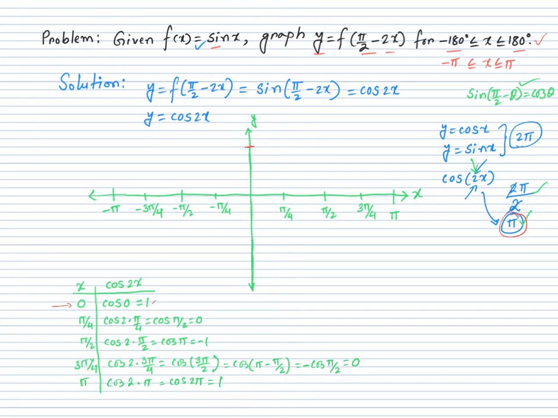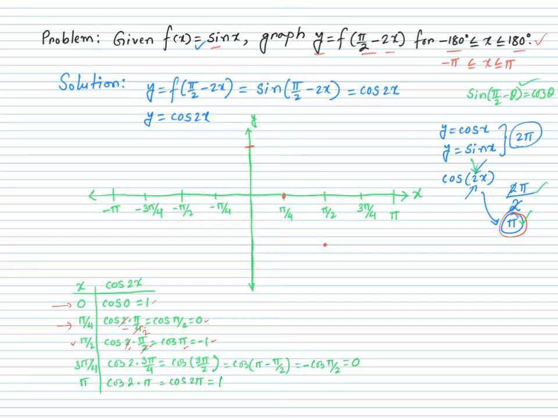Now, x is pi over 4 is going to be cosine of 2 times pi over 4, which is equal to cosine of, so 2 goes into 4 twice, cosine of pi over 2, which is, by the way, 0. So at this point, the function comes down to 0. Now, what about pi over 2? If x is pi over 2, it is going to be cosine of 2 times pi over 2. The 2s cancel out, that gives you pi, cosine of pi, which is, by the way, negative 1. So at this point, the function is going to come down to negative 1.